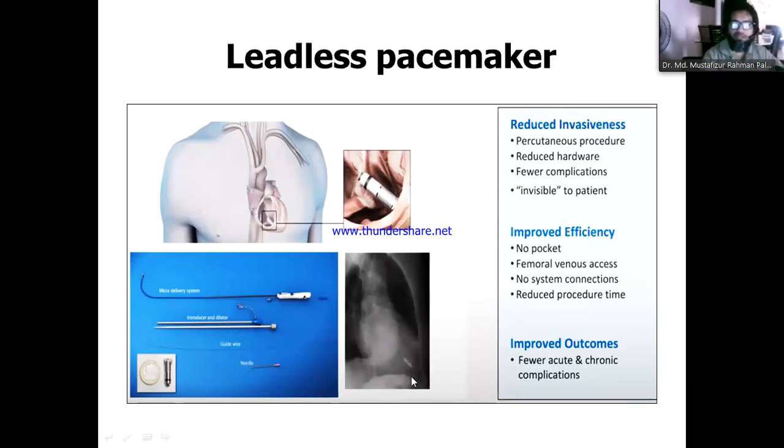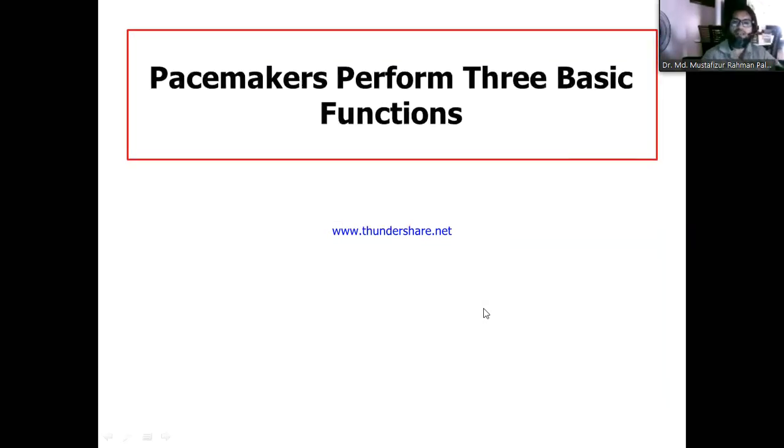So after the end of the life, we have to reintroduce another system, so in younger patients, multiple devices you have to implant in the right ventricle. So these are the common disadvantages, drawbacks in the leadless pacemakers. So let us see the next step, that is the basic functions of the pacemakers.